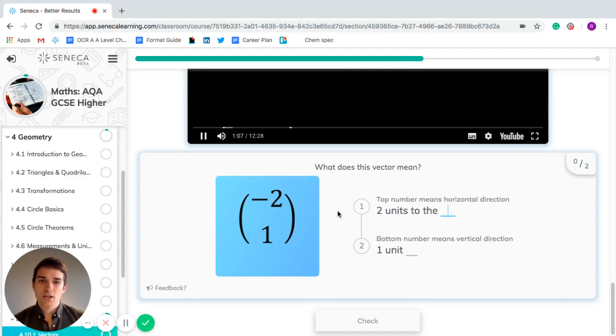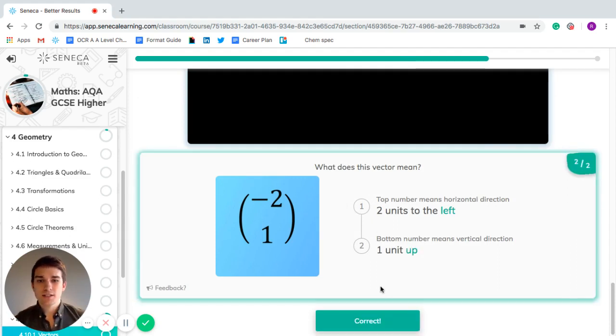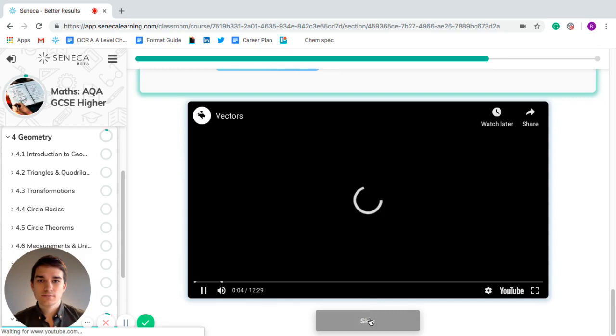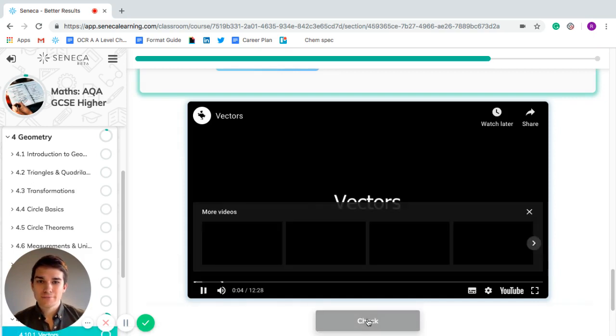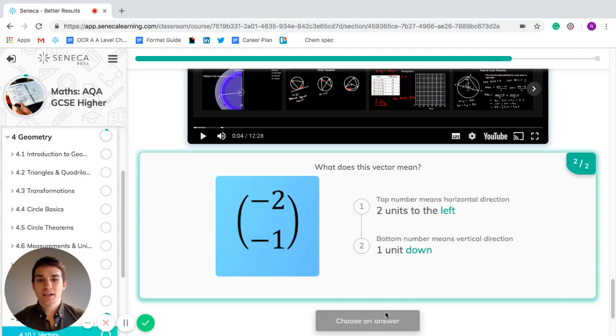Another bit. So 2 units to the left and 1 unit up is what this vector tells us. Another video. Again, let's go 2 units to the left and 1 unit down this time because it's a -1.